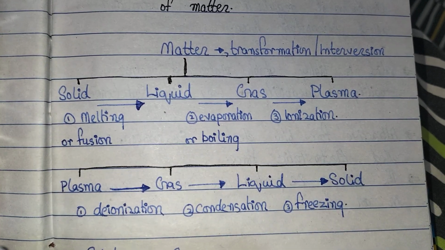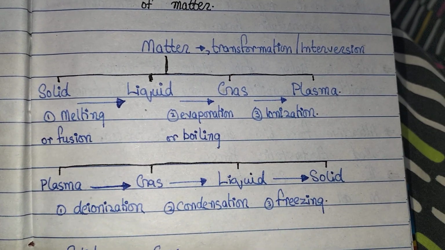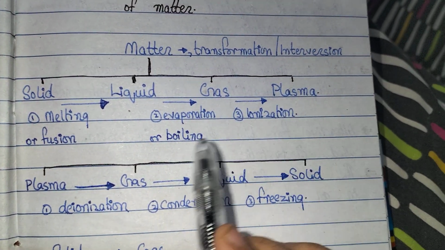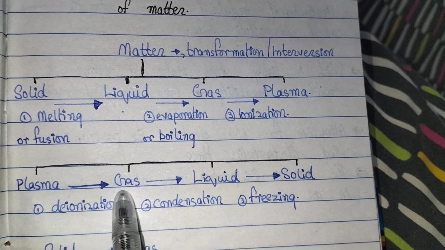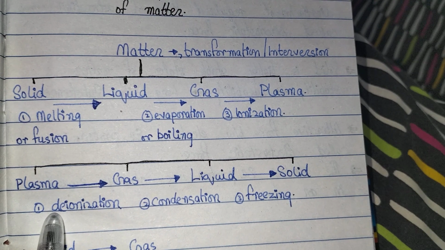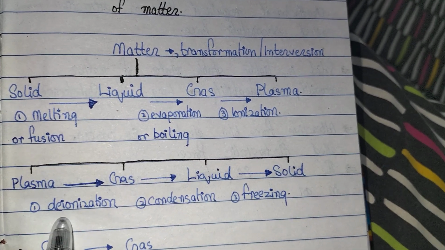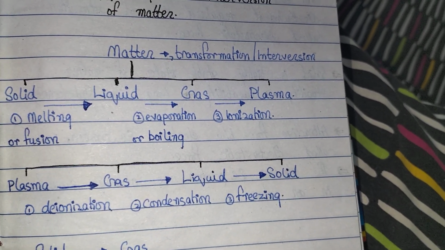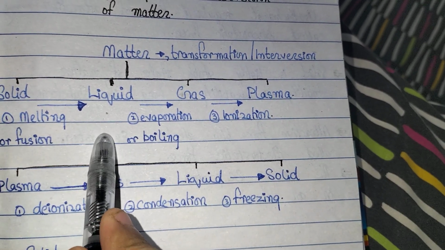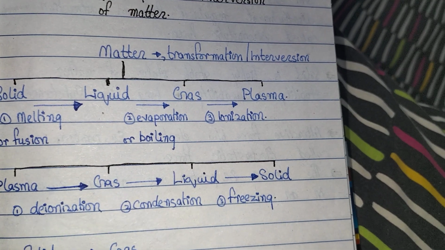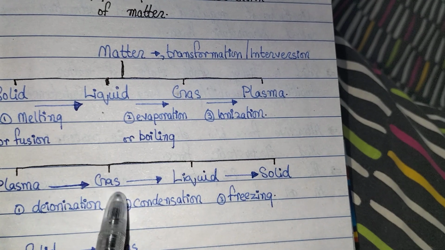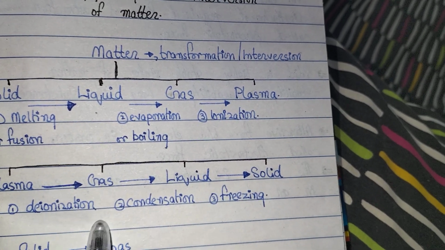When we see the reversible process of this, first we have plasma. When the plasma is converted into the gas, this is the backward process, and it is called deionization. Here we don't give heat, we give cooling. When we cool down the plasma, it converts into the gas, and this process is called deionization.